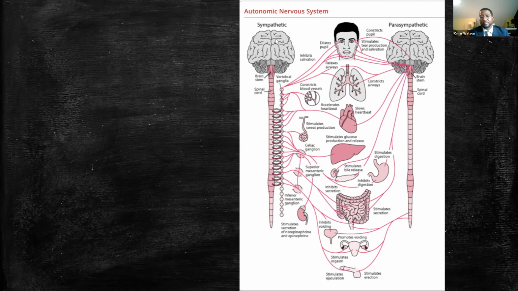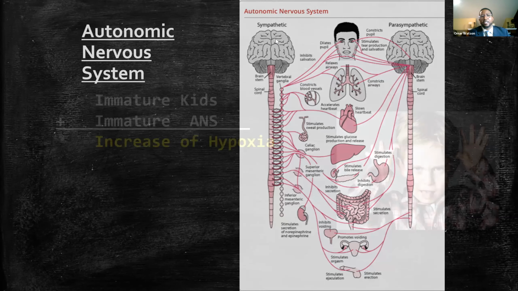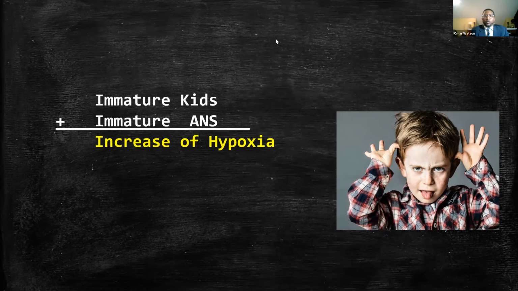In kids, the parasympathetic division is actually the one that is the most dominant. And immature kids have an immature autonomic nervous system, and they have increased hypoxemia when they're having sedation. So we need to be aware of that, and I'm going to illustrate that on the next slide.